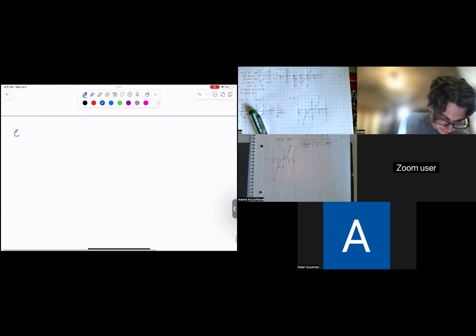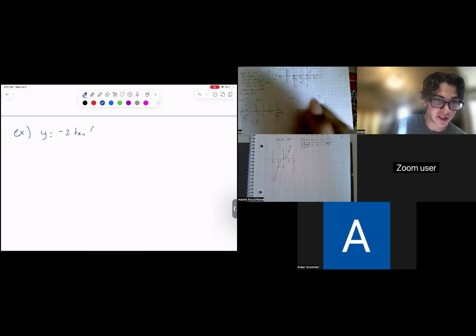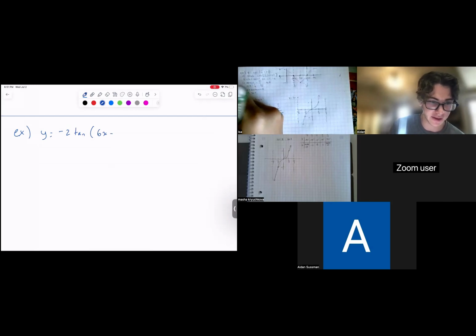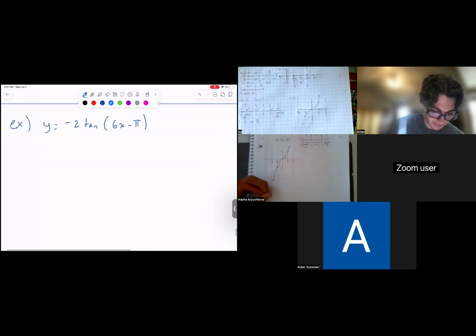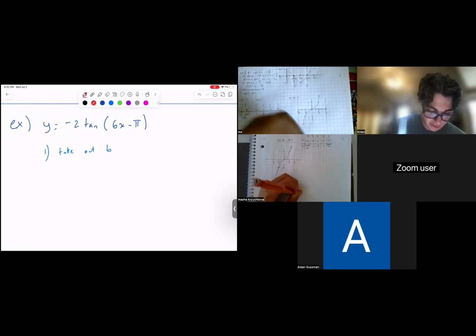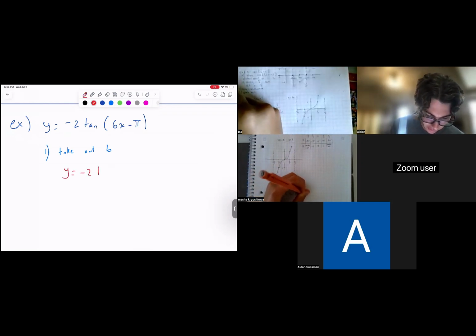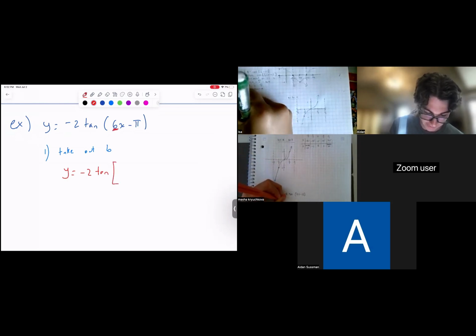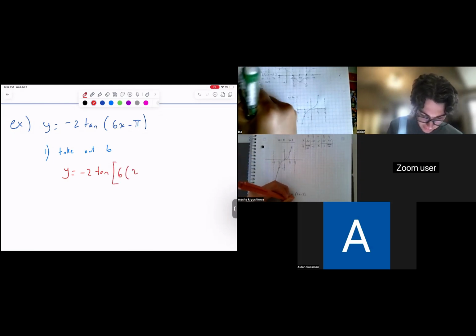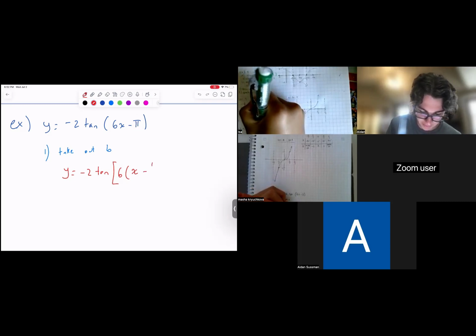Let's now do a quick example. We have, oops, I just lost that example. Which one are we going to do? Let's do this one. Let's do y equals negative 2 tangent of 6x minus pi. This one's going to be a little bit tricky, so let's go through it together. Step 1, we need to take out the b. Isolate x, whatever you want to call that step. So y equals negative 2 tangent of, well, that's a 6. I'm going to take out 6 and I'll be left with x. And if I take out 6 from here, I'm going to divide by 6.